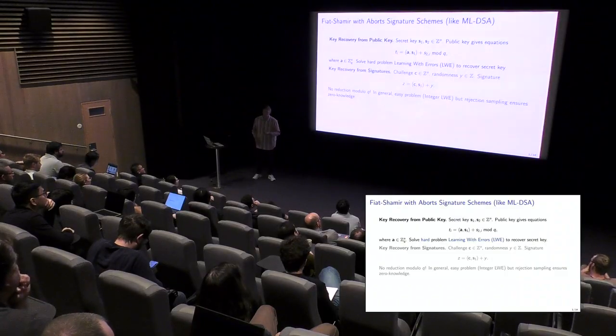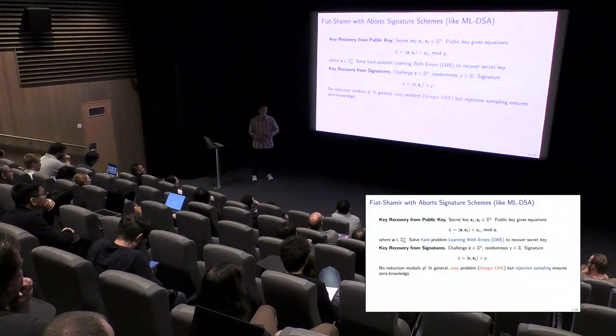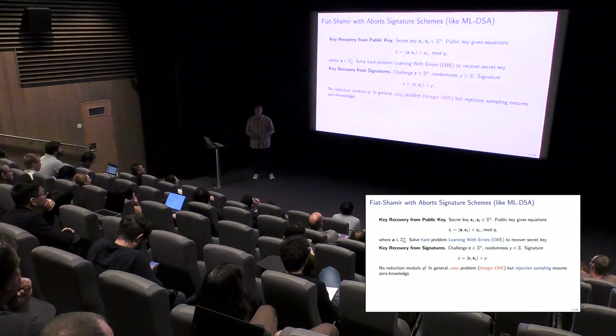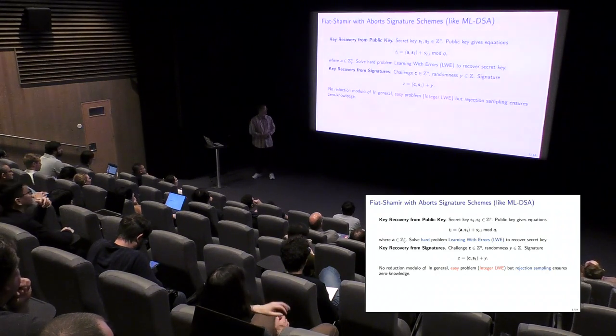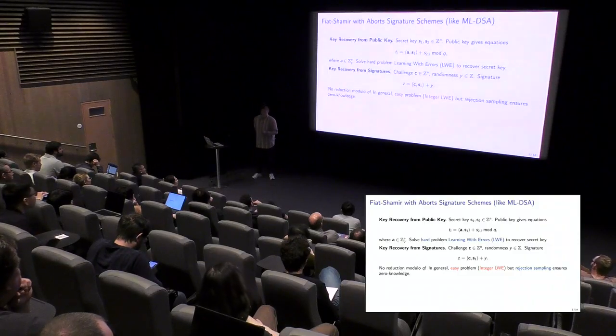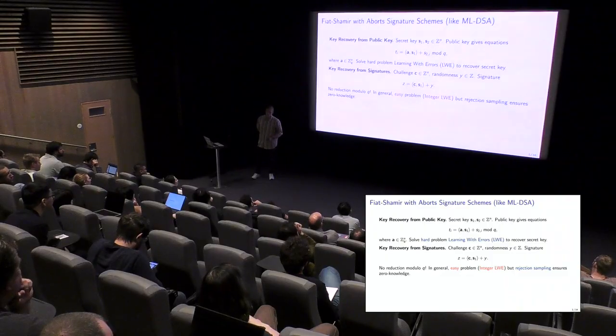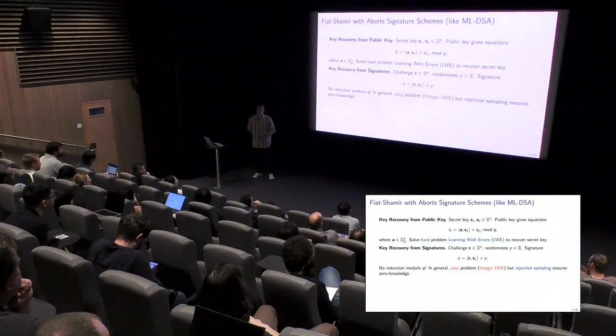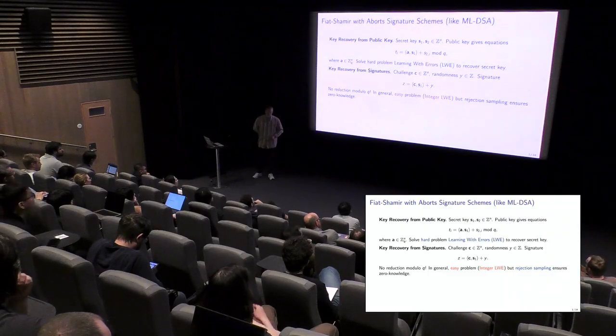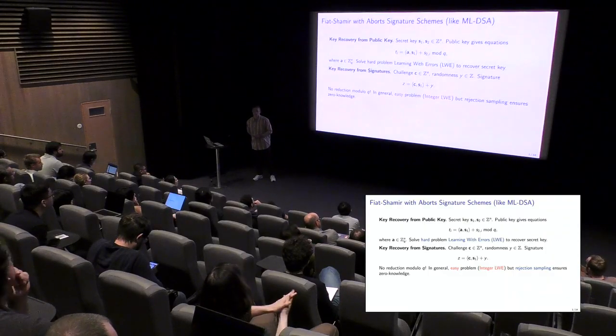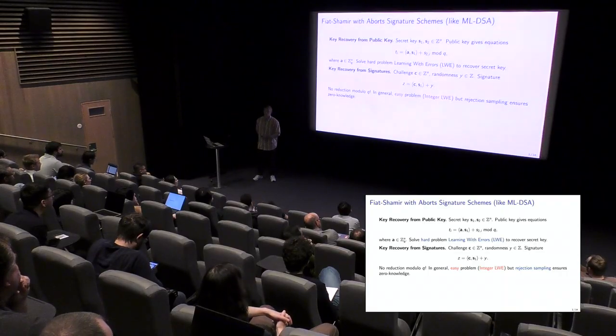Let's have a look at secret key recovery from signatures. A message is first hashed to some challenge vector C, and then the inner product of the challenge with the secret key S1 is summed with a random value to yield the signature Z. Now there is no reduction modulo Q, so in general, this LWE without reduction modulo Q, which is also called integer LWE, is an easy problem, but a step called rejection sampling ensures the zero knowledge property.